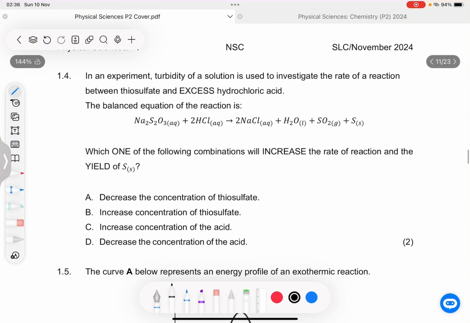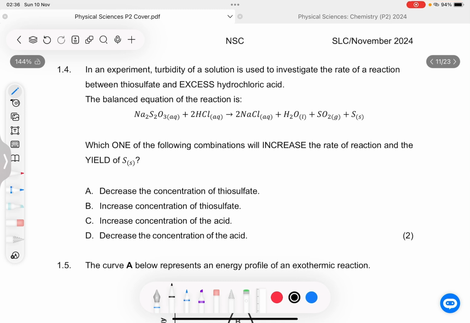Now we move along to question 1.4. Question 1.4 reads as follows. It says, in an experiment, turbidity of a solution is used to investigate the rate of a reaction between thiosulfate and excess hydrochloric acid. Now there's a lot of things that they've said here.